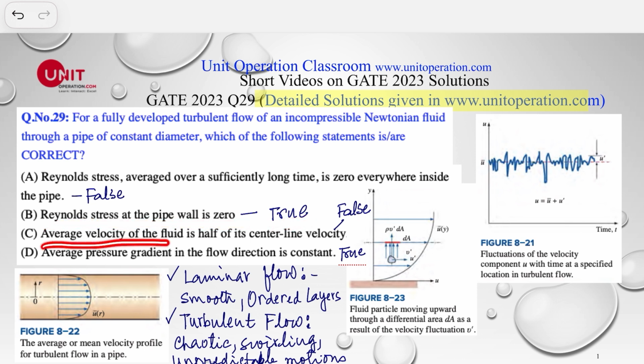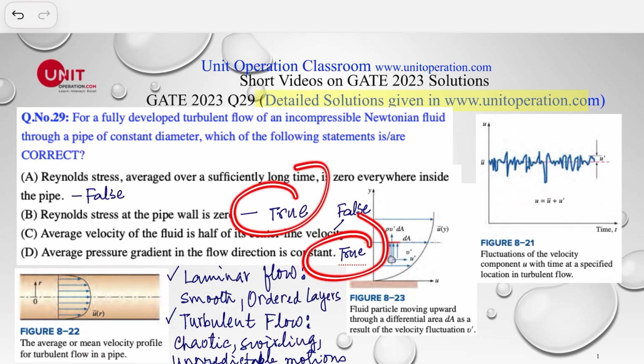Okay, the average velocity of the fluid is half its centerline velocity in a turbulent flow. That's true for, of course, laminar flow, but for a turbulent flow, we know the average velocity profile is a very flat profile, and the average velocity is around 0.8, depending upon the value of the Reynolds number. But it's very close to the centerline velocity. And the average pressure gradient in the flow direction is constant. Of course, that's also going to be true. So option A is false, and of course, option C is false. Again, option B and option D are true.